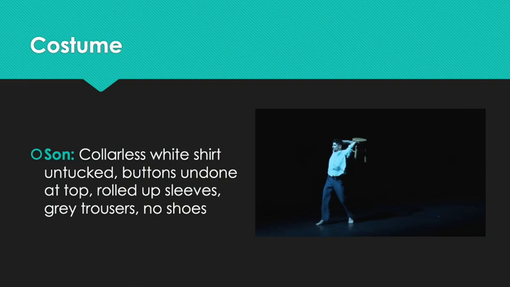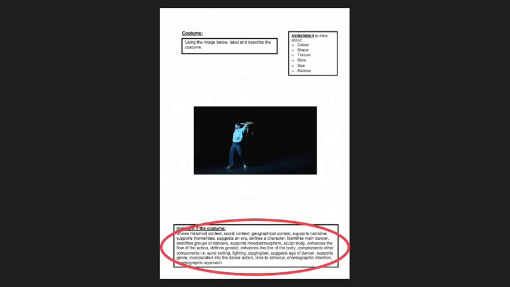The top few buttons on his shirt are undone and his sleeves are rolled up to his elbows. He wears grey trousers and has bare feet. Why do you think the colours of his costume are so dull? What do you think that the costume suggests about the time period? Now, go through and highlight if the costume suggests a certain aspect about the piece.